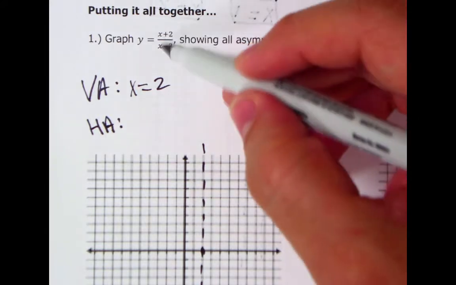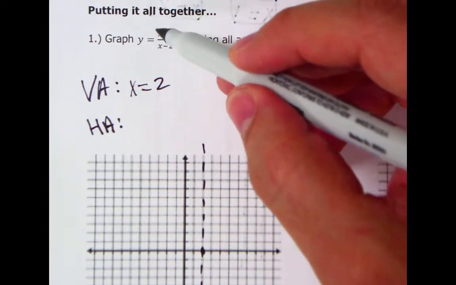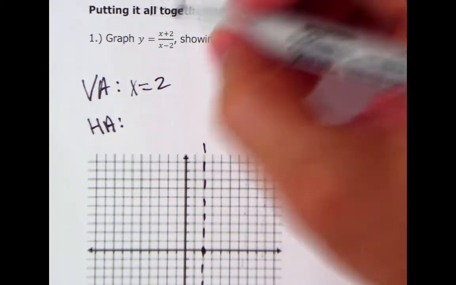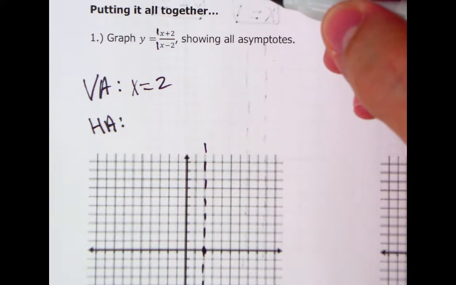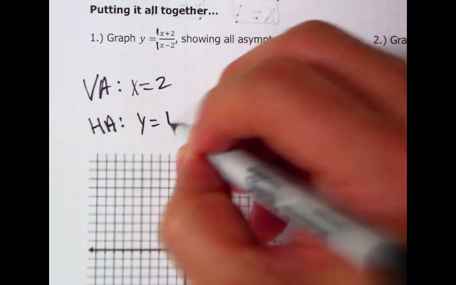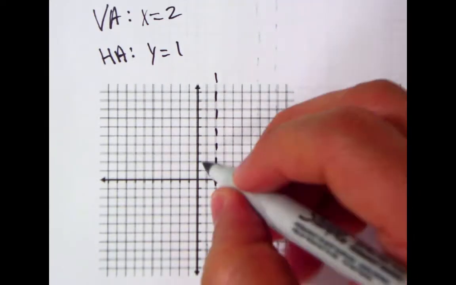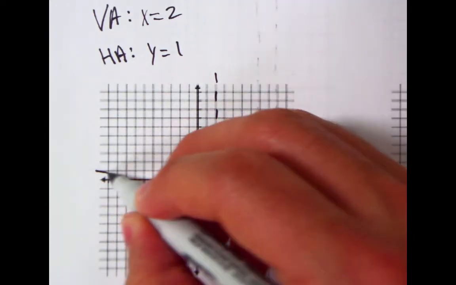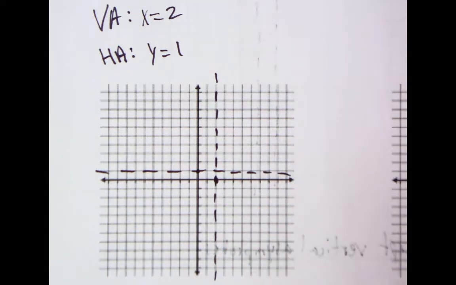Horizontal asymptote, you look at the degrees. Now in this case they're the same, so you look at the coefficients. Well, the coefficient here is 1. The coefficient here is 1. So it's 1 over 1, or y equals 1. So that means that on our graph we have a horizontal asymptote at y equals 1, like that. Now we have to fill in the graph.